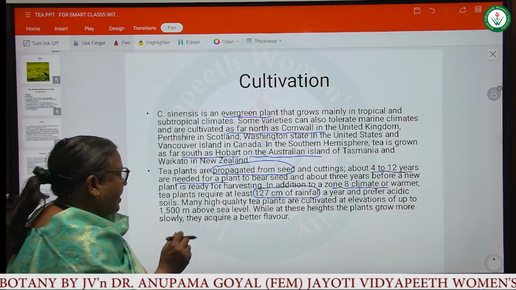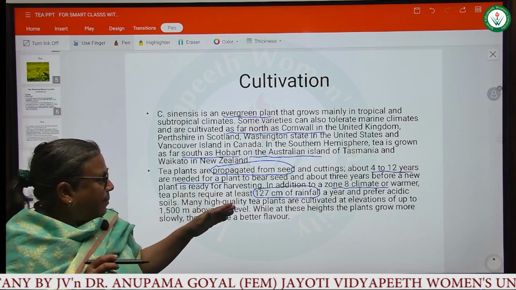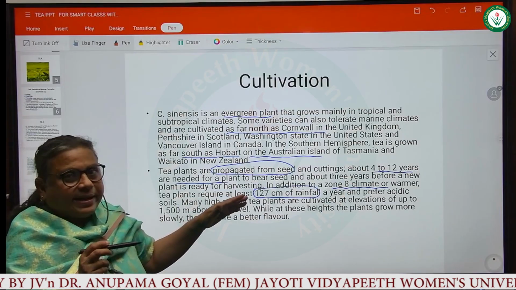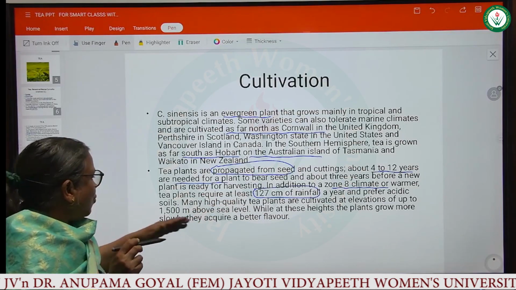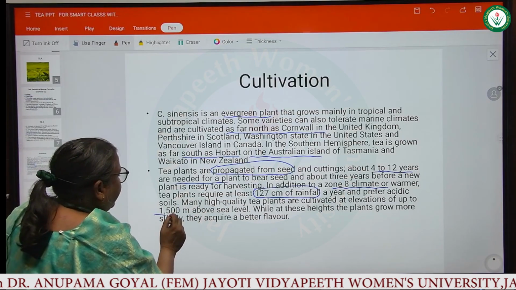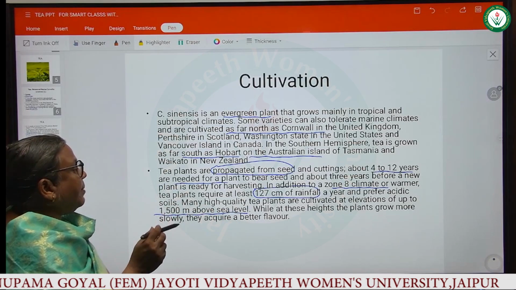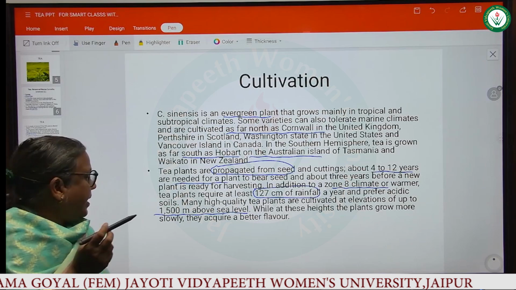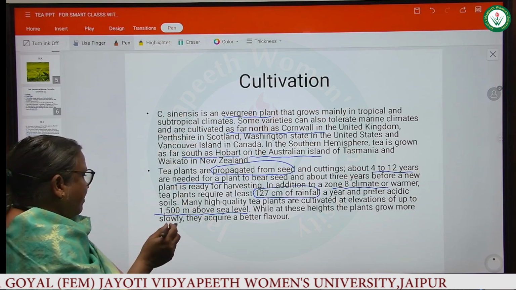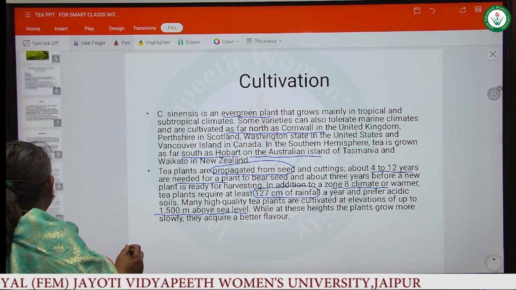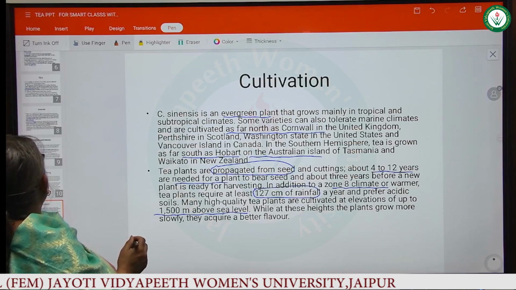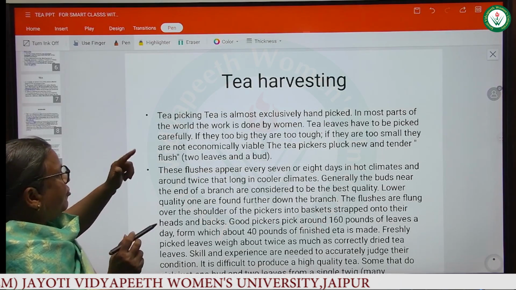Many high quality tea plants are cultivated at elevations of up to 1,500 meters above sea level, while at these heights the plants grow more slowly and they acquire a better flavor. Now I talk about the harvesting of tea.